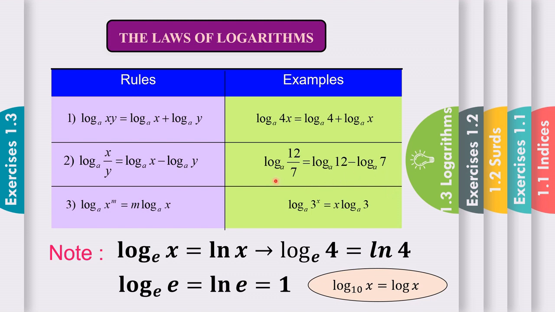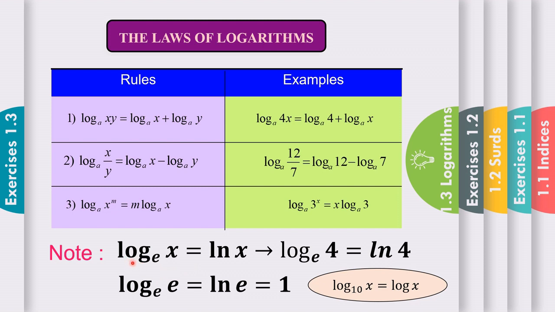Okay, so this is the example. For example, if you have log 12 over 7 base a, this is equal to log 12 base a minus log 7 base a. Then if you have a power, for example, log x to the power of m base a, the power we can bring down becomes m log x base a. Okay, so this is the example. So the power x we can bring down becomes x log 3 base a.